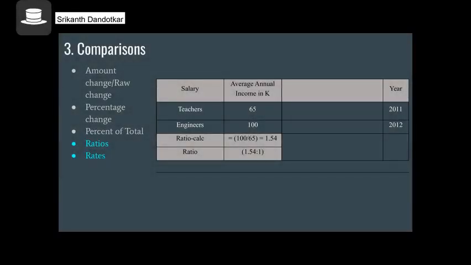Okay, let's talk about ratios and rates. A ratio is when you're comparing two numbers from two different categories. Don't worry about these numbers. Let's say you're interested in the average salary of teachers and engineers. The average annual income in thousands for teachers is 65K, and the average income for engineers is 100K.